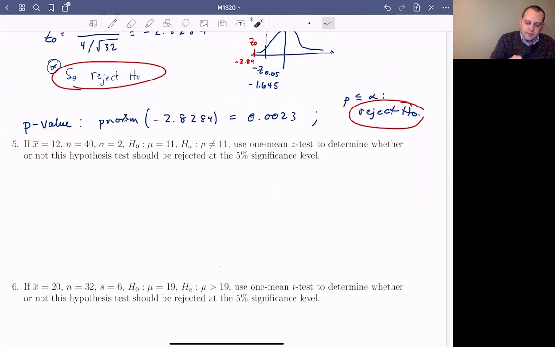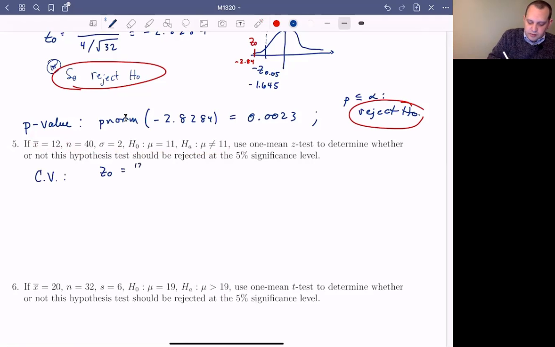So that's the mean of our sample. We have 40 values in the sample set. So there's 40 samples. The underlying standard deviation of the population is 2. And then we want to check whether the mean is 11 or not. The way that we'll do this is very similar to before. You can do this using the critical value approach, where you compute Z naught and then compare that to the critical values. So we'll figure that out in a second.